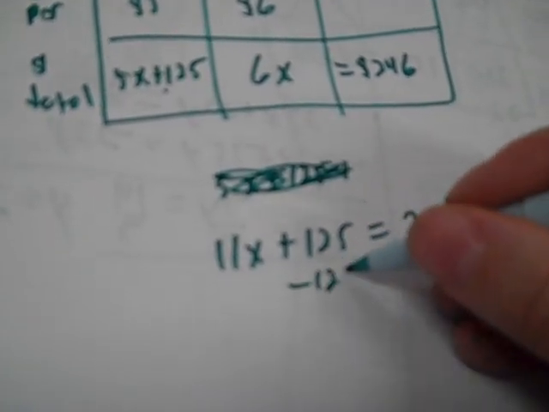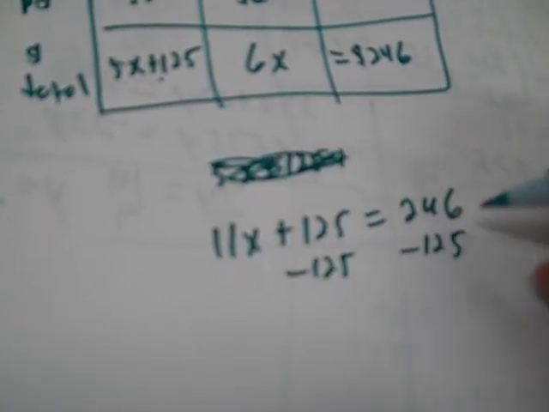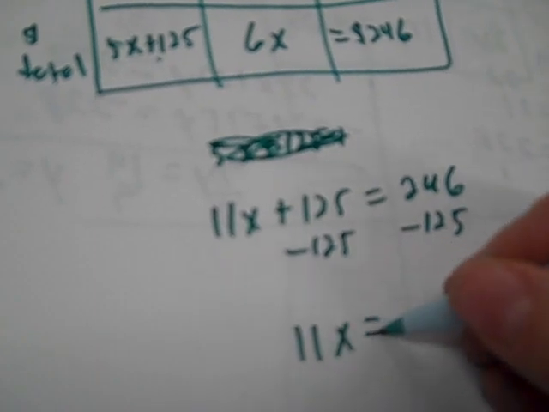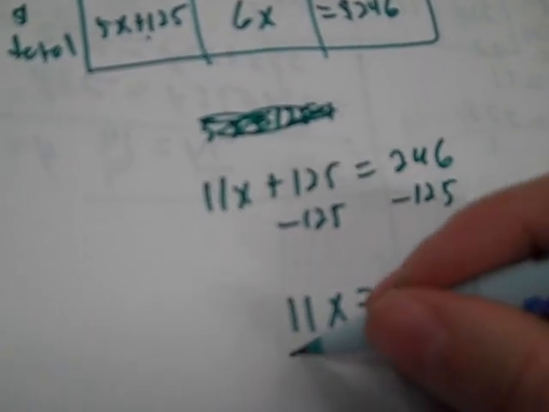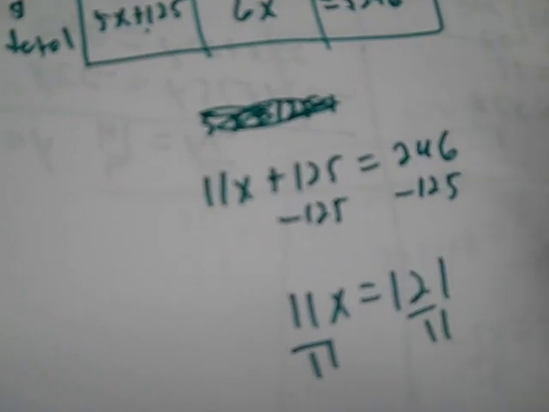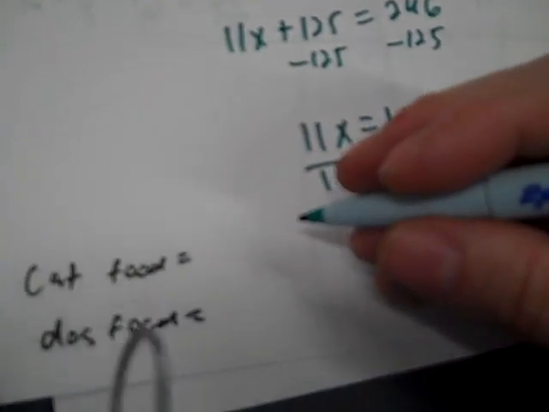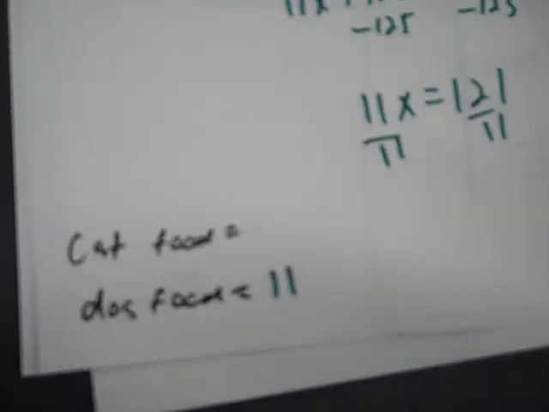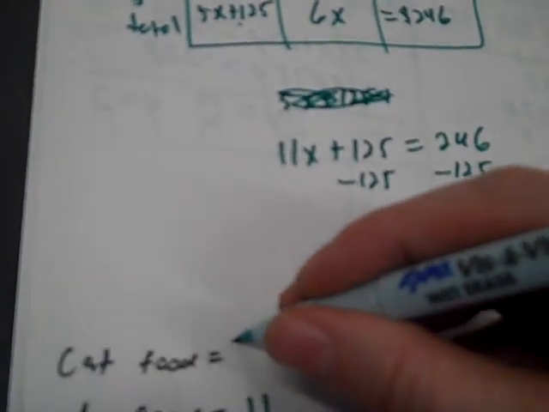So subtract 125. So 11x equals 121, then divide by 11, and x is 11. Okay, so there's my X, so there's 11 dogs, okay, 11 packs of dog food, and then if the cats, I'd take 11 plus 25, and that's 36.